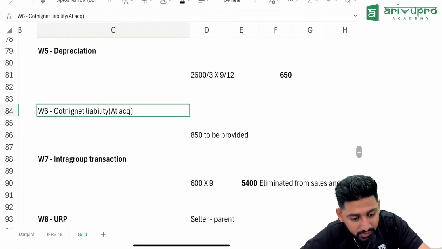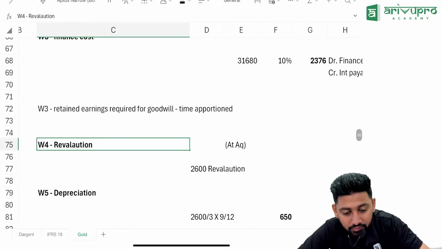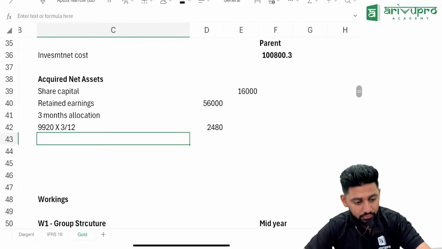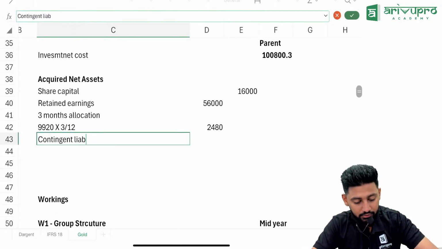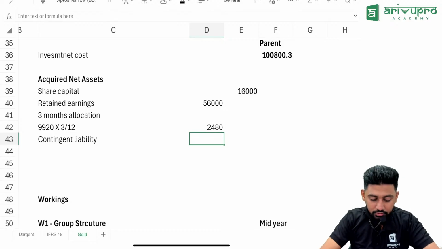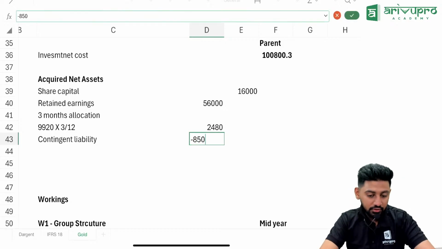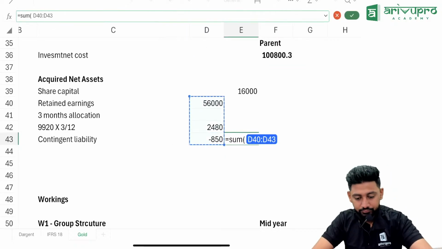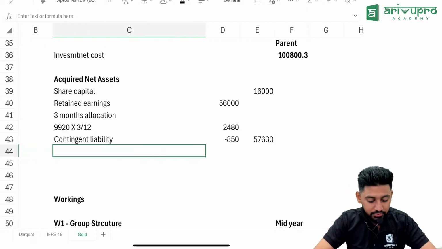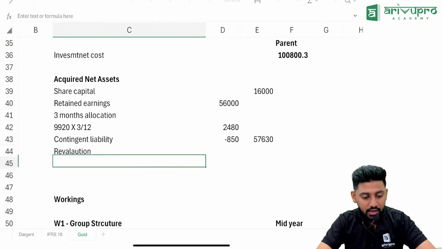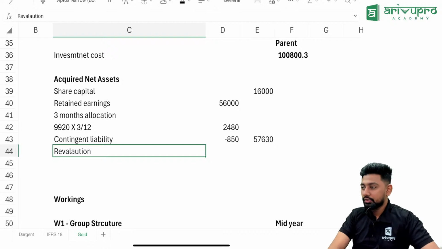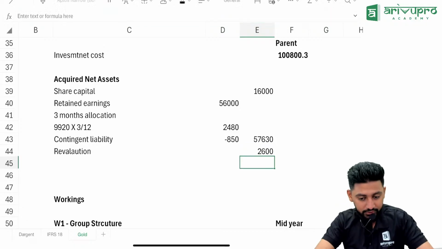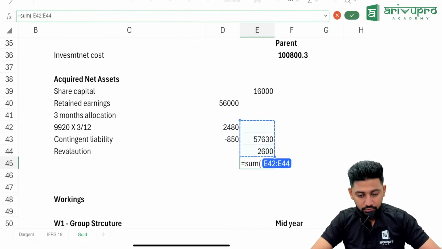At acquisition, anything that is happening at acquisition? At acquisition, contingent liability. At acquisition, revaluation. 2,600 and 850. Contingent liability, how much is that? 850, minus 850. So my retained earnings is adjusted, equals sum. And then revaluation at acquisition, 2,600 is given, but apart from that, no revaluation is given. So 2,600 is taken.